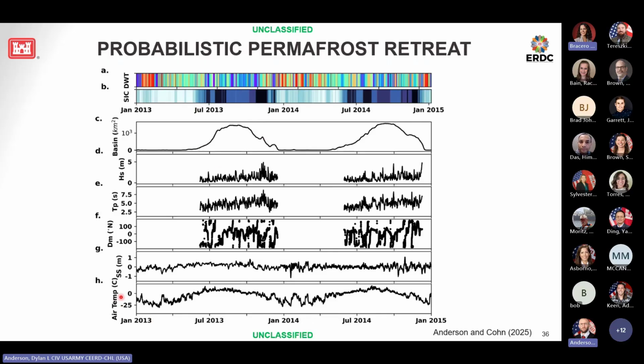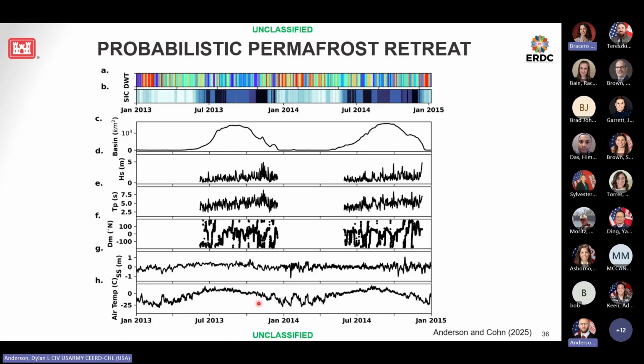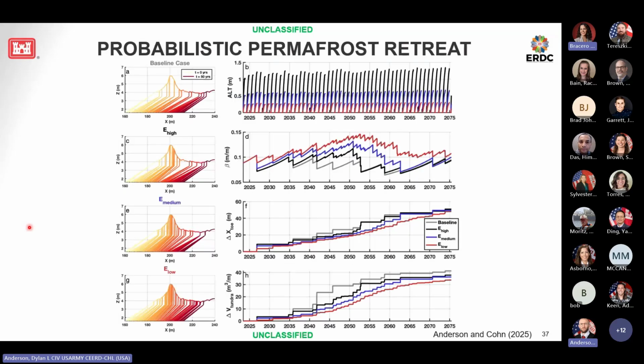And in this case, we also simulate air temperatures, because the air temp is going to directly downscale into whether the shoreline composed of permafrost is completely frozen. And so in this case, we're trying to look at the future stability of these permafrost and tundra coastlines. But these are the kinds of time series that we want to be able to hand off to a permafrost erosion model.